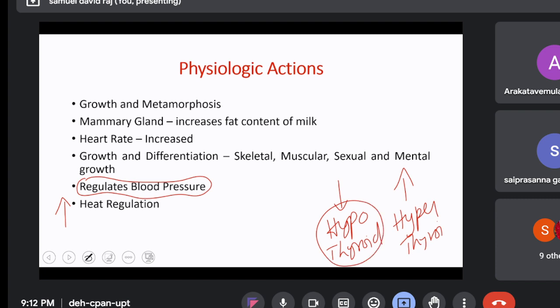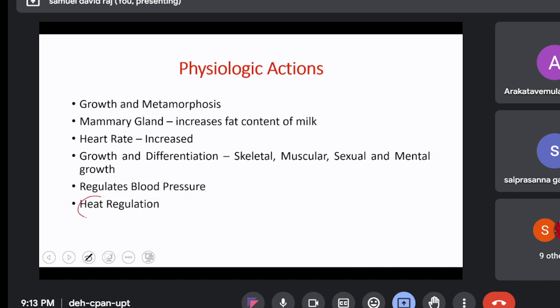In these hypothyroid patients, what the scientists found is that they are said to be prone to cold. They cannot live in cold conditions. Why? Because here the body temperature is said to be dropped. In the other individuals, high body temperature is said to be produced because of the thyroxine activity. Thus, this is responsible for heat regulation.